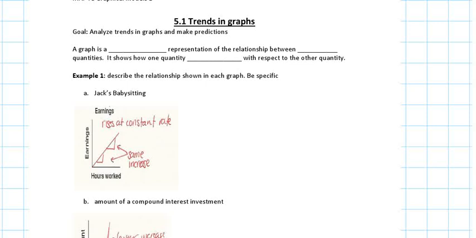So we're starting our new unit, which is the graphical model. So we're going to look at graphs. We're going to be able to interpret graphs, see what does the graph tell us, right? If we can find out what would the value be in so many years, by extending the graph. So we have to look at trends in the graphs.